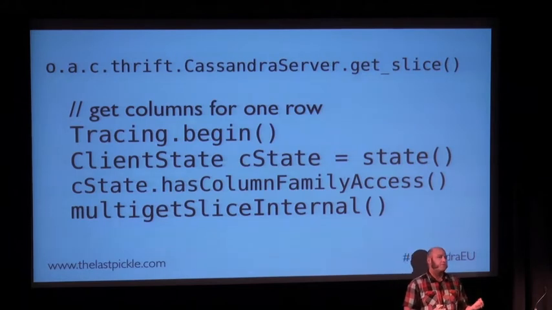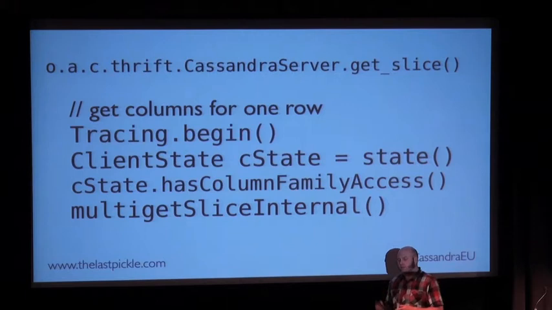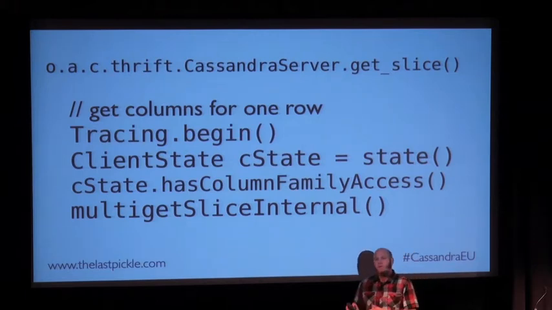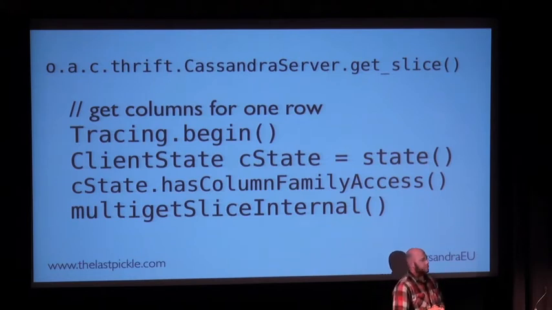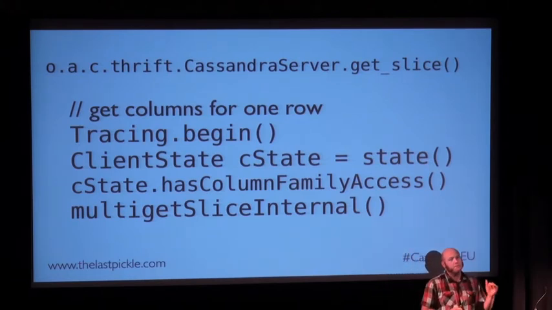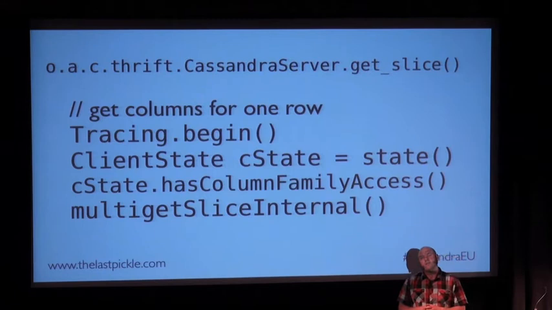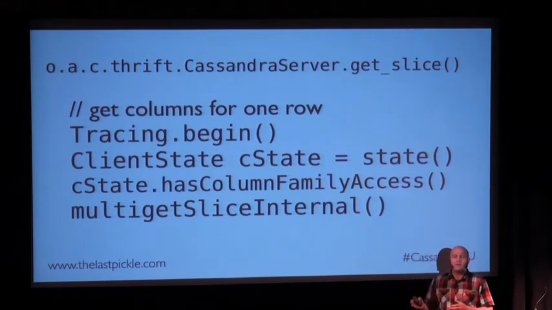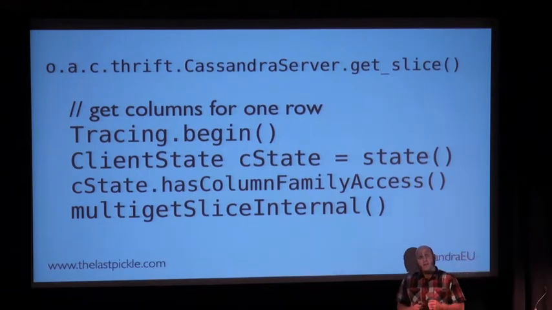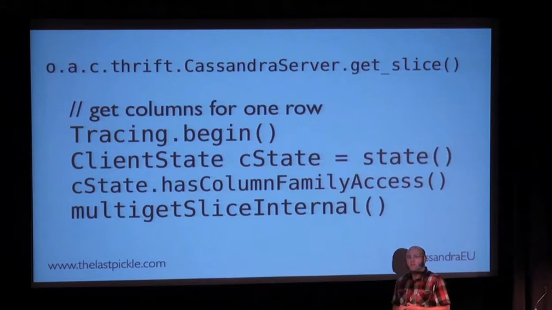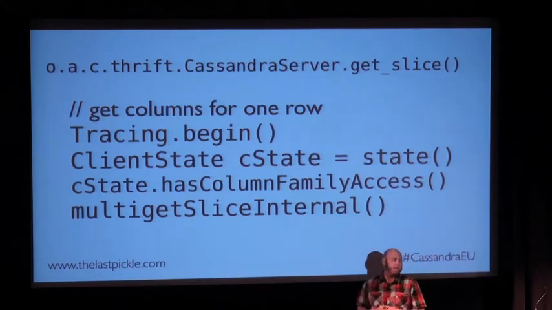So one of the more common functions that you're going to call is getSlice. We call this guy when we want to get a range of columns or some named columns from one particular row. This code example, CassandraServer.getSlice, is from 1.2 and beyond. So we set up request tracing. Might be active on this request. We get the client state. We have state in native binary and Thrift. And we use that to do some access control and see if you can read from this column family.